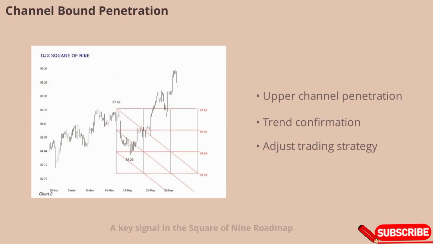A key signal in the square of 9 roadmap chart is the penetration of the upper channel bound. In Chart 2, when price closed above the upper channel for 2 consecutive hours, it was a clear sign to close short positions and construct a new roadmap chart from the next pivot low. This self-confirming feature helps traders stay aligned with the prevailing trend.